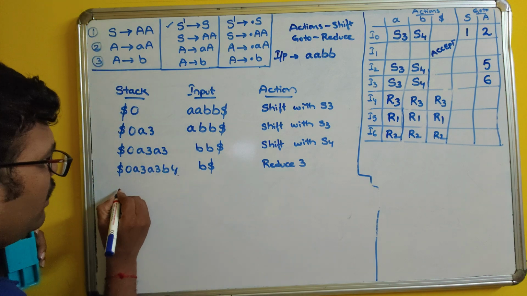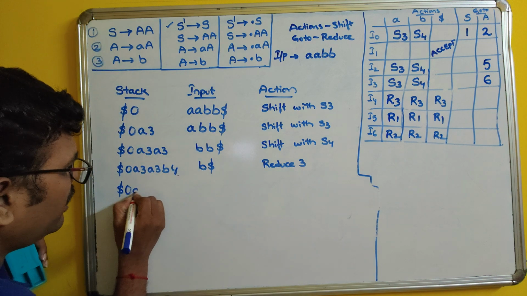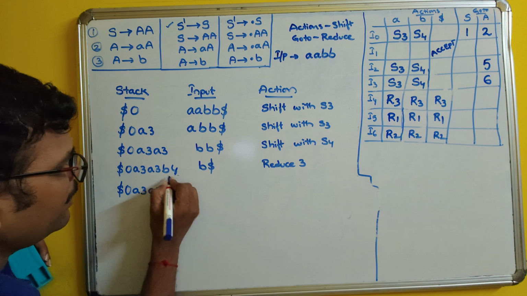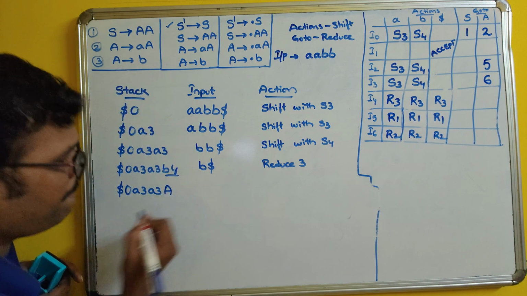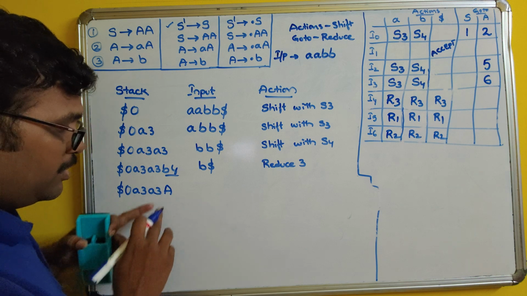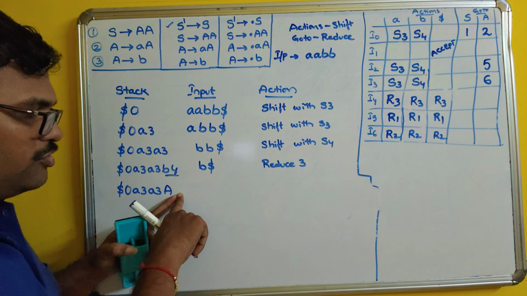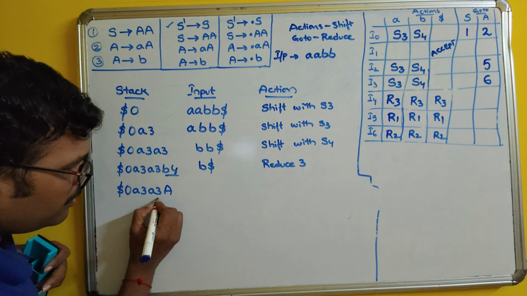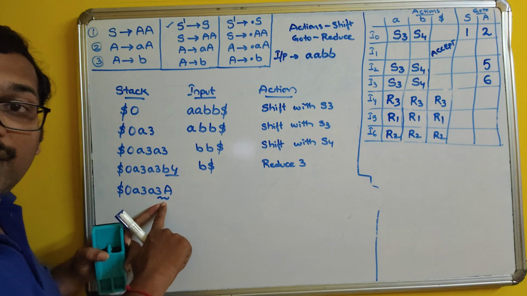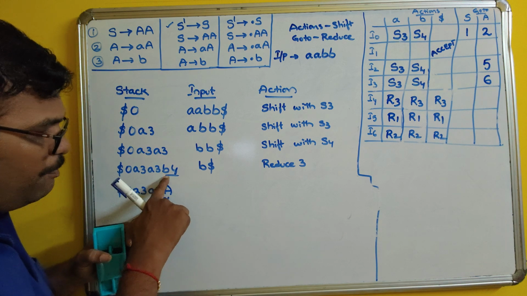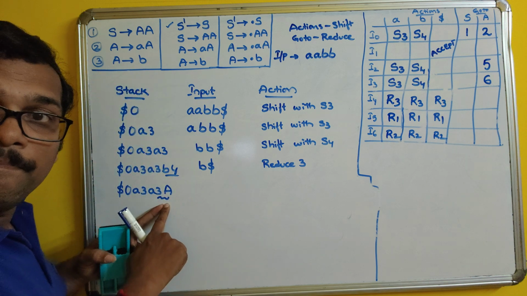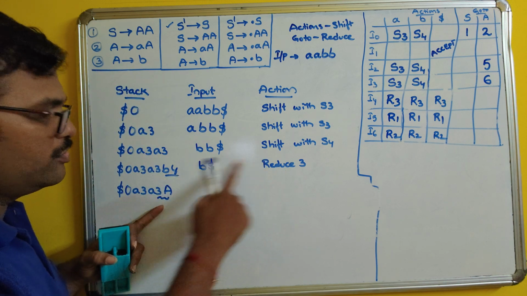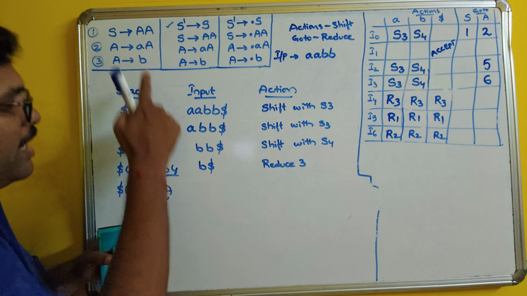So the next value will be 0, A3, A3. For B4 we are taking capital A. So what about the number here? There is no number. Now use 3 and A. Here B4 has been reduced with production 3, capital A. B4 reduced with the third production, capital A.